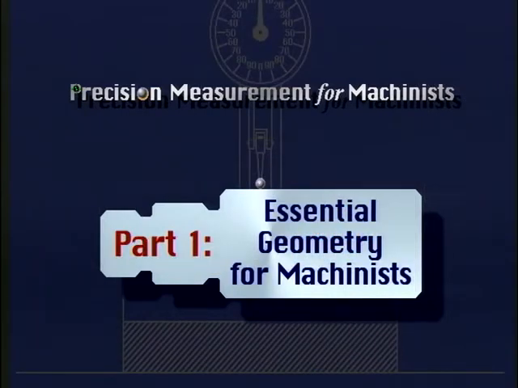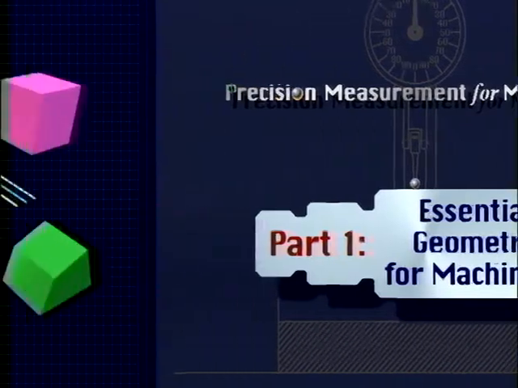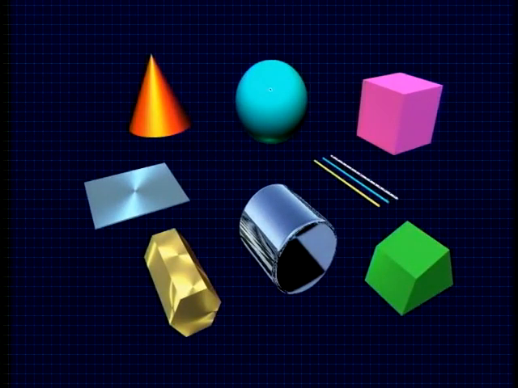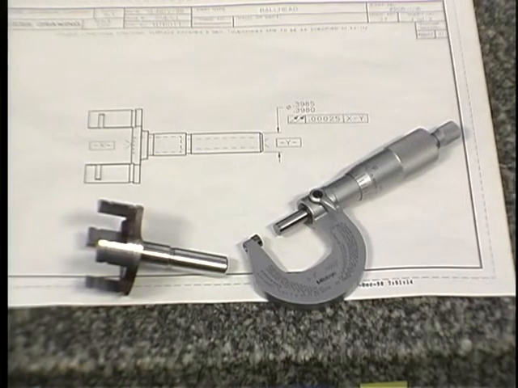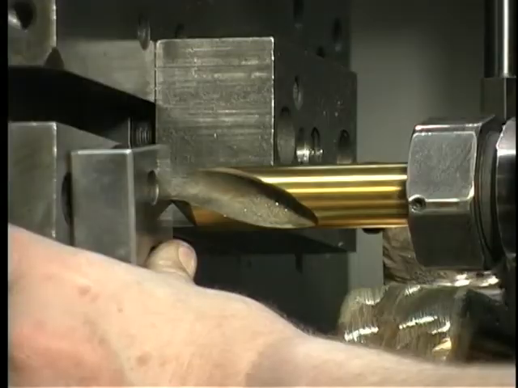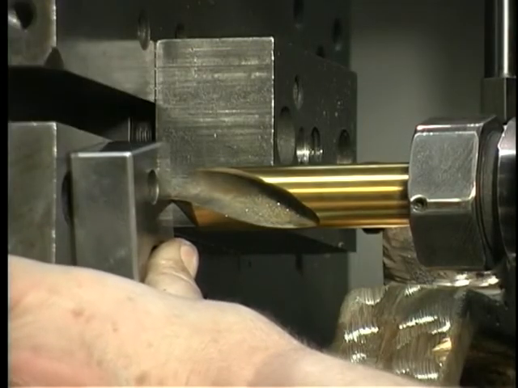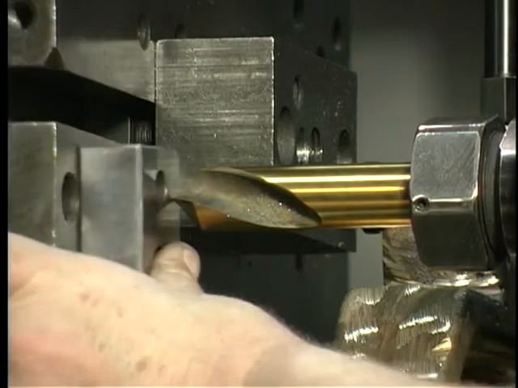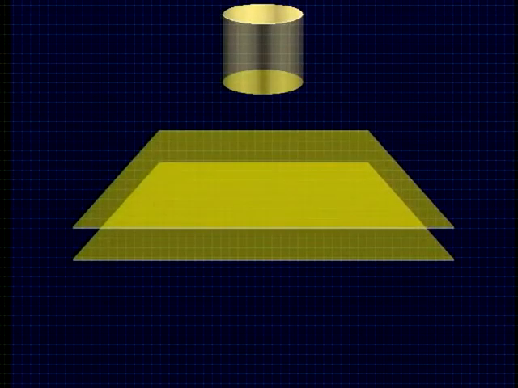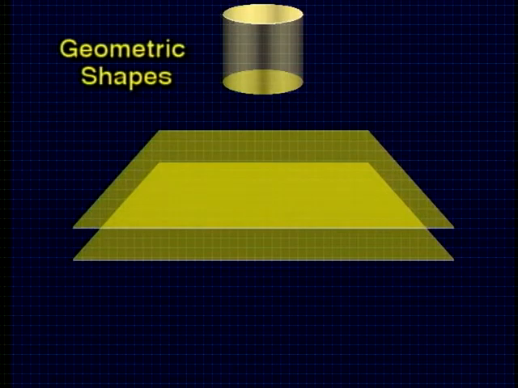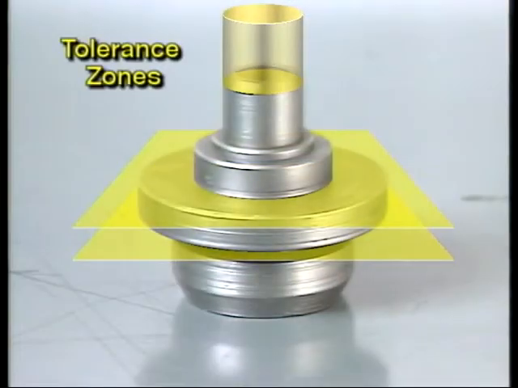Part 1. Essential Geometry for Machinists. In today's manufacturing industry, an understanding of basic geometry is essential. Reading part prints, especially ones with geometric tolerances, correctly measuring workpieces, even setting up or operating machine tools requires a knowledge of basic geometry. Much of the information in this part of the lesson is theoretical in nature. It deals with abstract ideas and concepts. However, these abstract ideas have a direct correlation to manufacturing and inspection procedures.